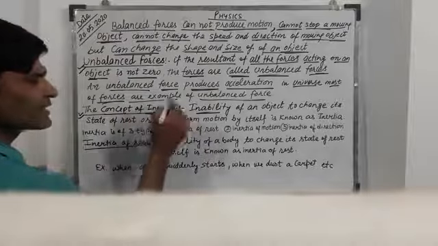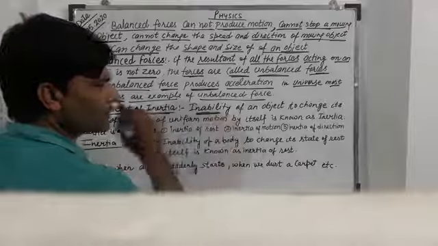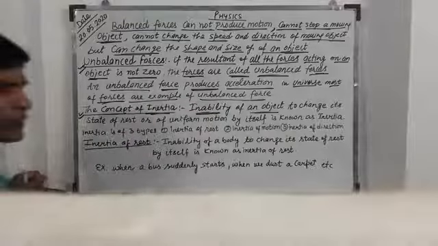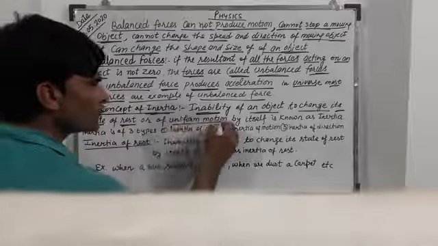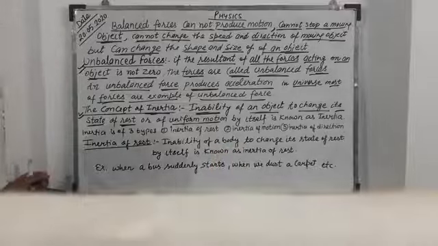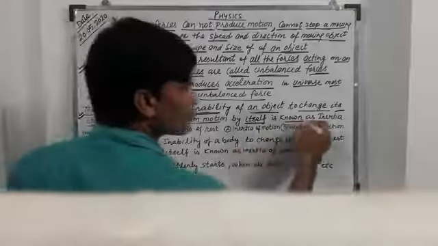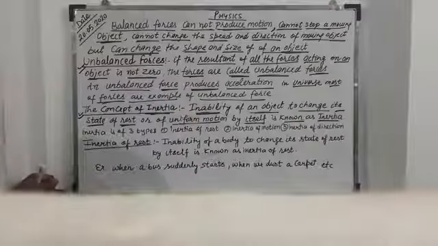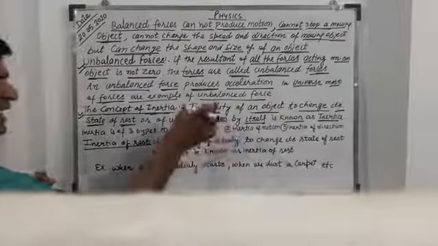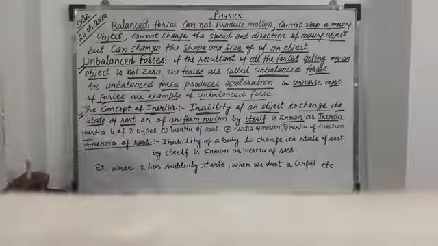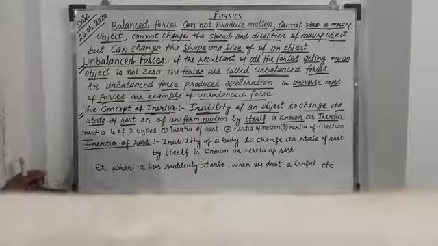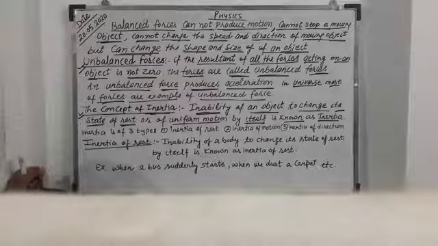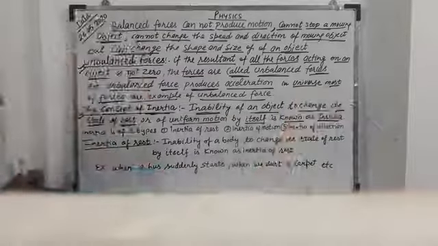The concept of inertia is: the inability of an object to change its state of rest or of uniform motion by itself is known as inertia. It means an object cannot change its state of rest, and an object cannot change its state of uniform motion by itself. This is known as inertia.